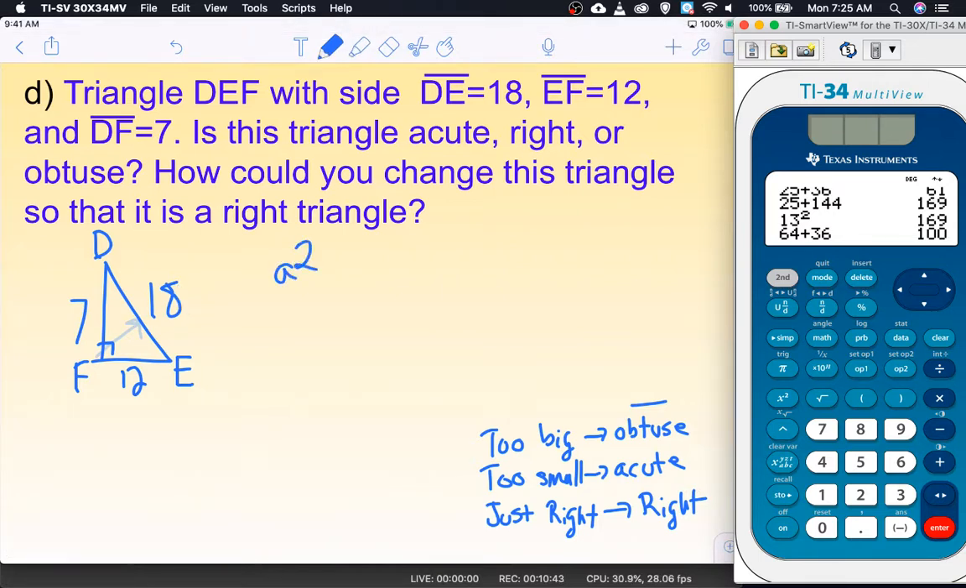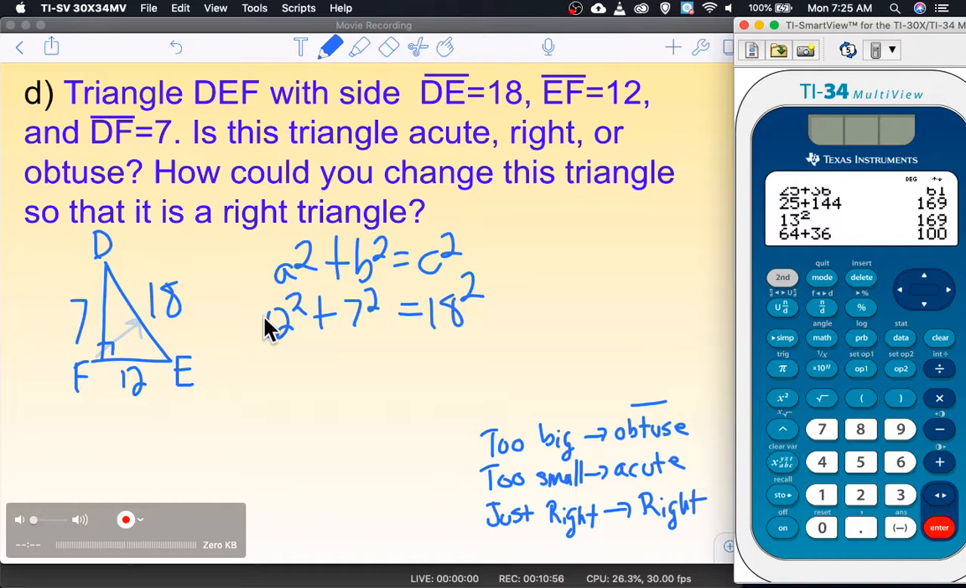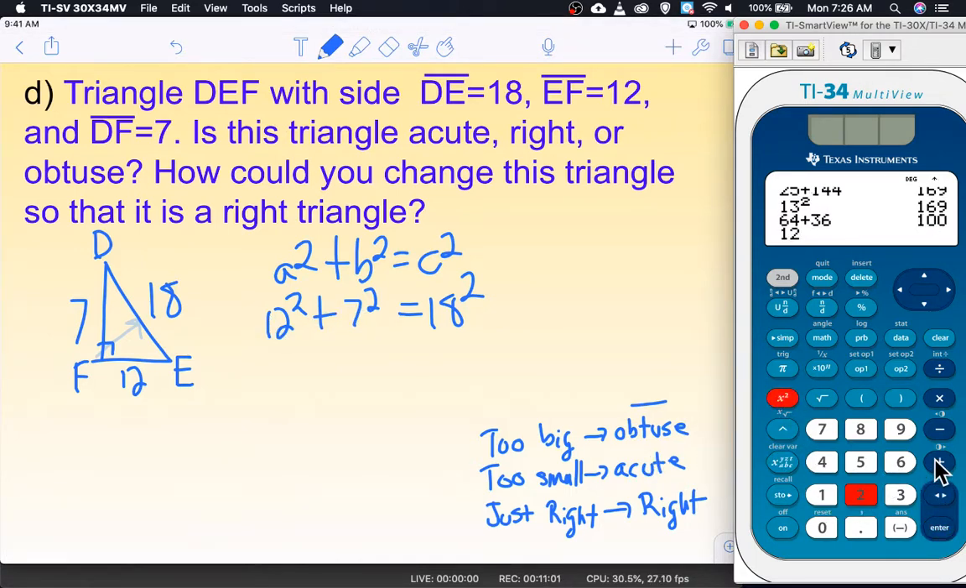Okay, a squared plus b squared equals c squared. 18 is over here. 12 squared plus 7 squared. I know this is 144. I know that's a 49. If you don't, you could just do 12 squared plus 7 squared. 193. And on the other side, 18 squared is 324.